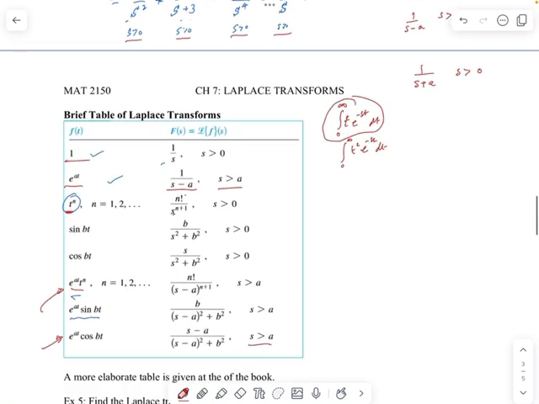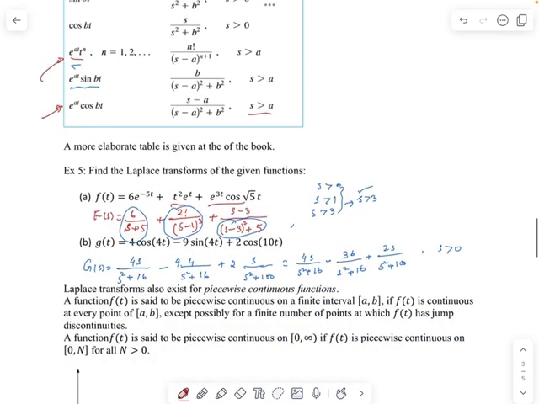Now we will evaluate a couple more examples using these formulas or this table. It says find the Laplace transform of the given function. The first one is 6e to the minus 5t plus t squared e to the t plus t e to the 3t cosine of square root of 5t.